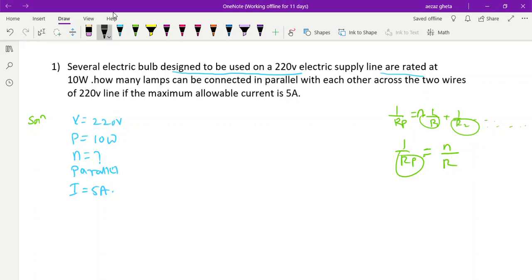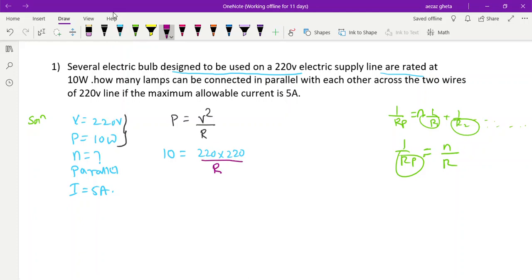First we will find the resistance of this bulb. We have a formula: power is equal to V square by R. You know P is equal to VI is a standard formula, everyone should know this. In the place of I, we can write V by R, so it becomes V square by R. This is the formula which connects power, voltage and resistance. Power is given as 10 watt, V is given as 220, so 220 into 220. Why two times? Because it is V square.